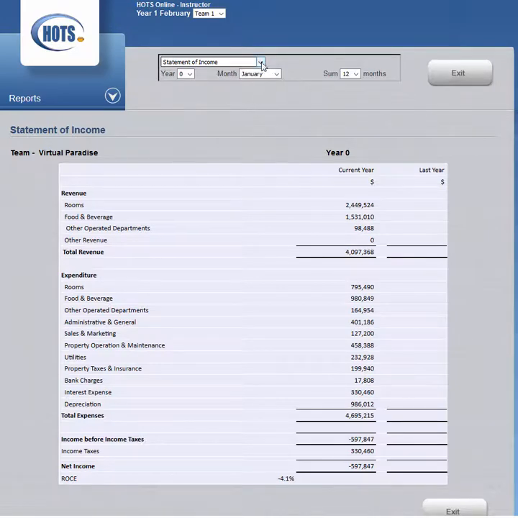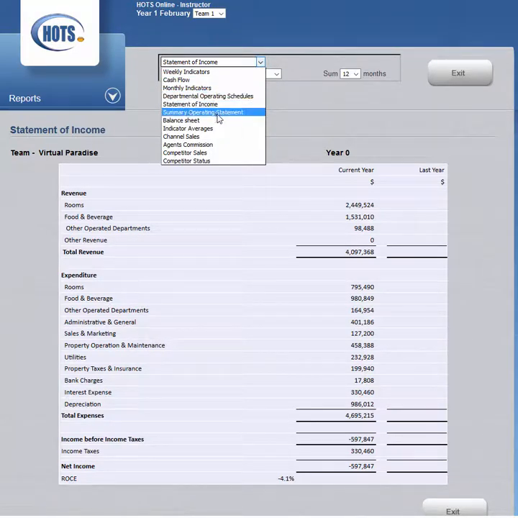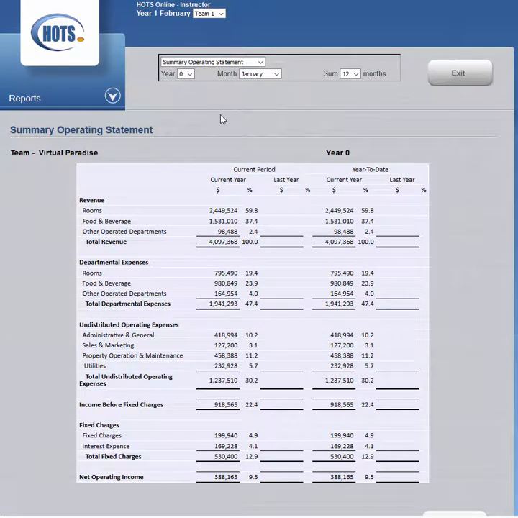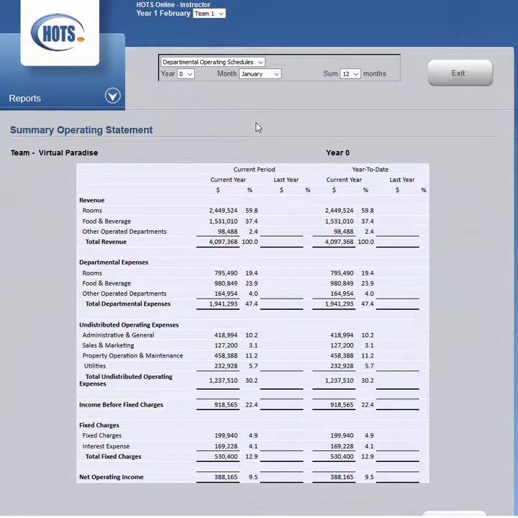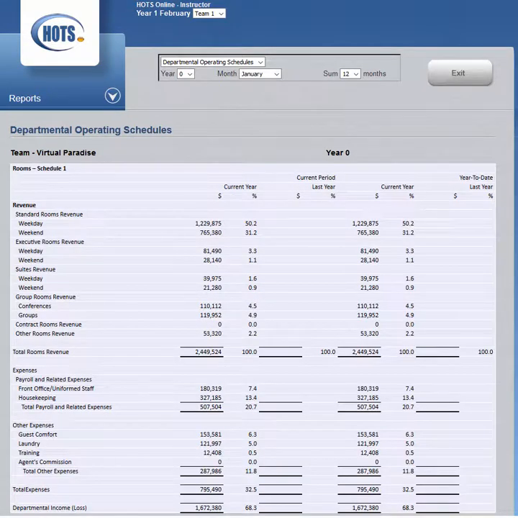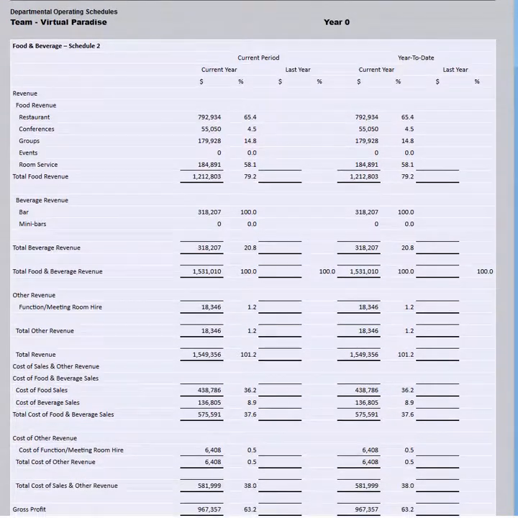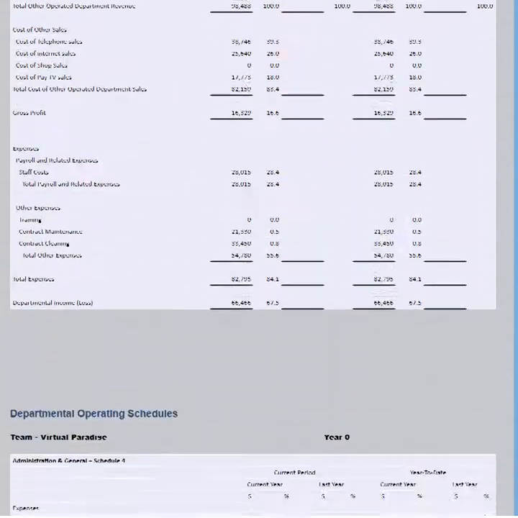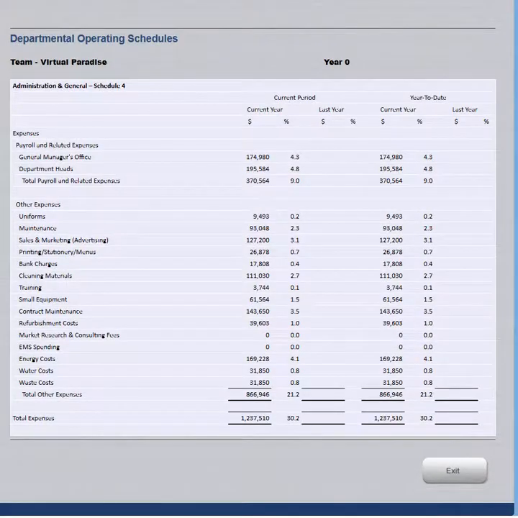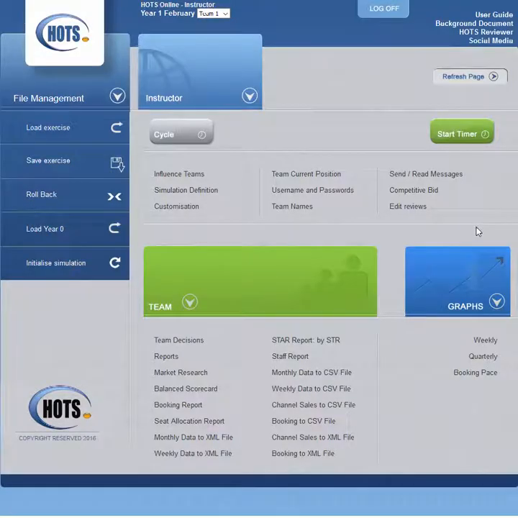That's a simple statement of income. I have a more detailed one, summary operating statement, which includes a greater breakdown of expenses. And I have a very detailed departmental operating schedule, where the first page is the rooms division, the second page is food and beverage, the third page is other operated departments, and the final page is the undistributed operating expenses. There is enough detail in the schedules to enable us to arrange teams in many different ways, so we can ask team members to take on different roles within the organisation.